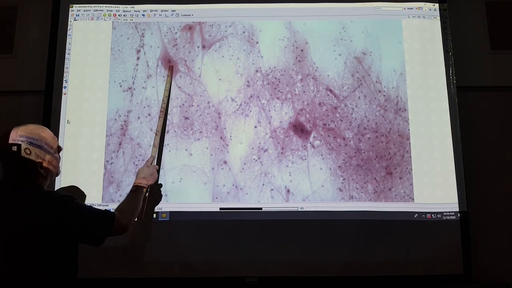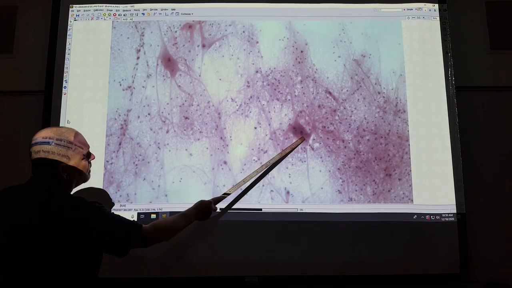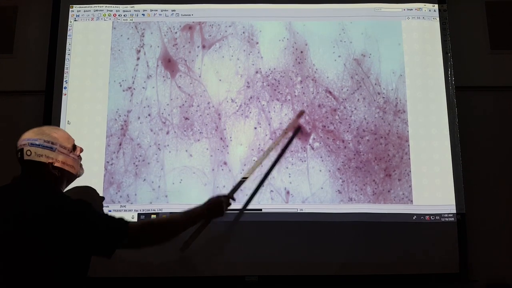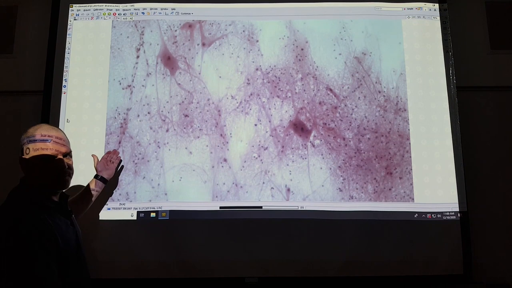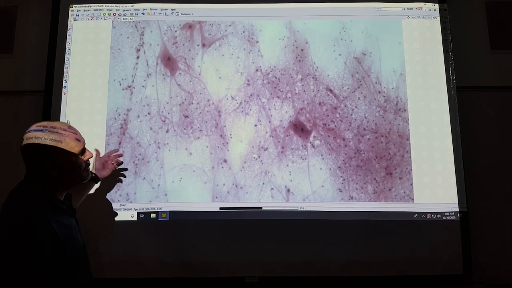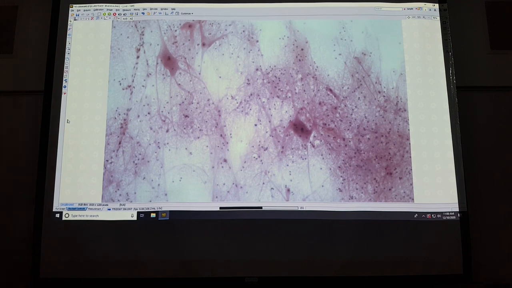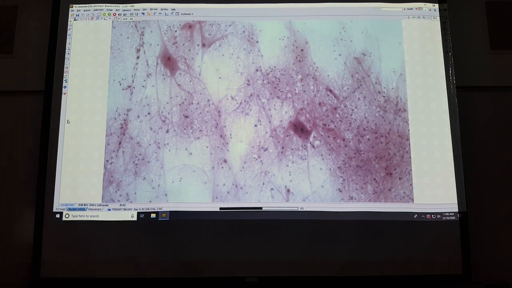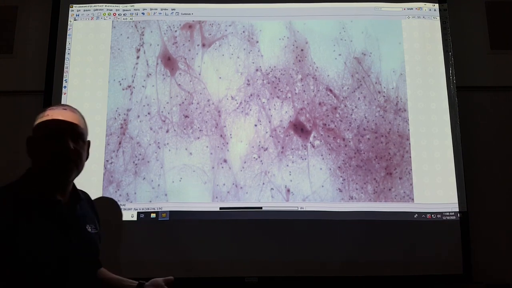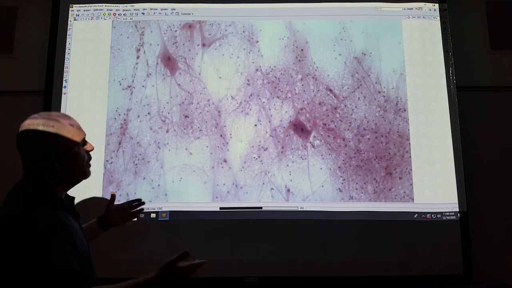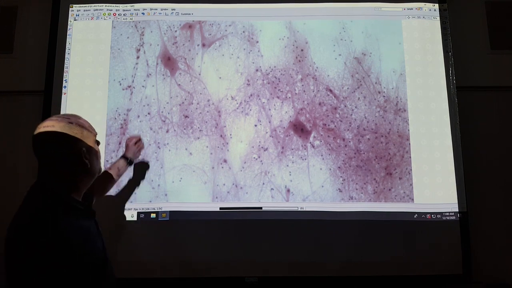So cell body, nervous tissue. Again, a very, very distinctive look. It always looks pretty much like this. Where do we find this tissue? Well, making up our nervous system, obviously. Brain, spinal cord, nerves, and so on.